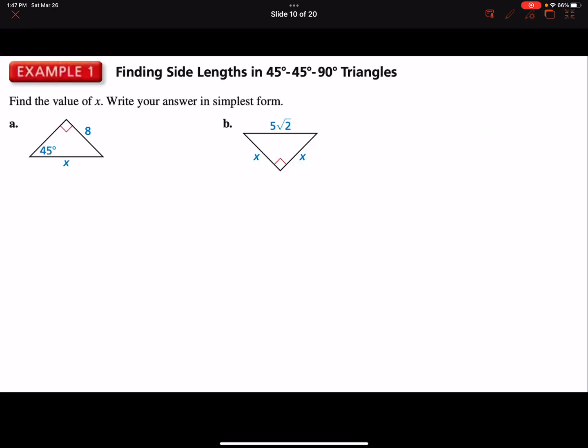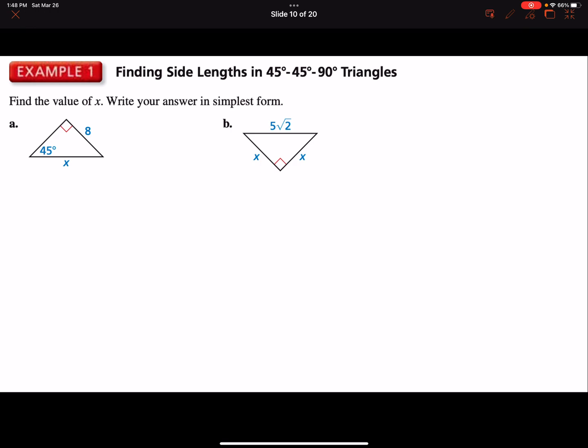Now, the next slide says finding side lengths in 45, 45, 90 triangles. We want to find the value of x. Notice that x is the hypotenuse. I know it's the hypotenuse because it's directly across from the 90-degree angle. And then we want to write our answer in simplest form. We're going to keep them in terms of roots.